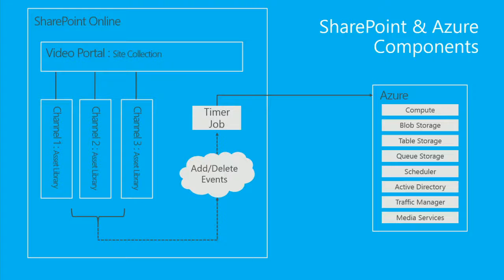And then from the Azure side, they have a message output queue that this timer job is monitoring. And so anytime there's an encoding or thumbnail event that happens on the Azure side, the timer job picks it up, and it then applies those changes over into the asset library. So once the encoding's done, then we're going to update that URL, the playback URL. Once the thumbnail is done, we're going to send it on over into SharePoint Online as well.